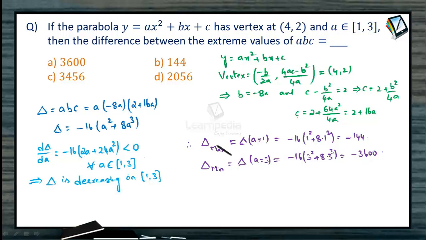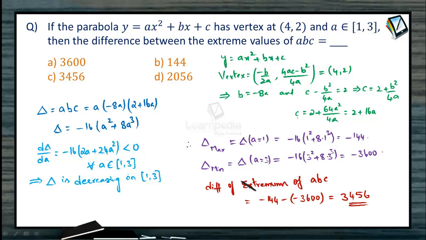Now we know both delta's maximum and delta's minimum, that is the product abc's maximum and minimum. So what is the difference of extremums of a into b into c? It would be -144 minus of -3600, which is 3456. Which option is it satisfying? The option C, which says the difference between the extreme values is 3456.